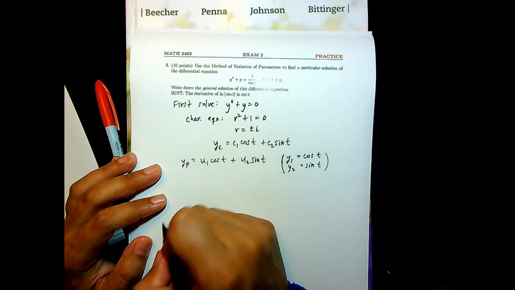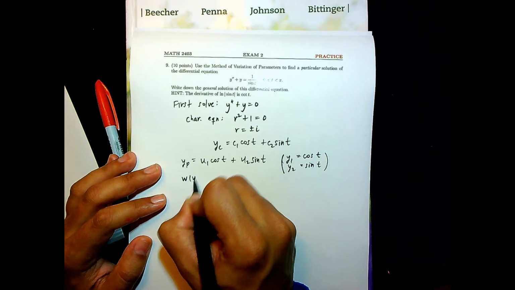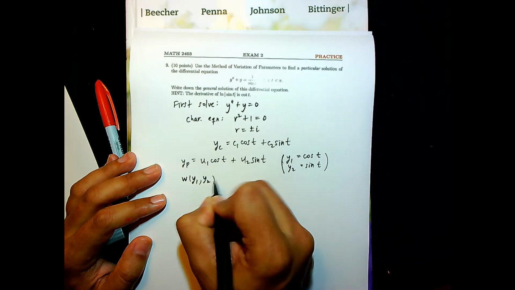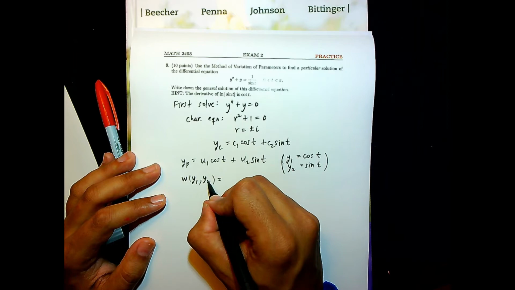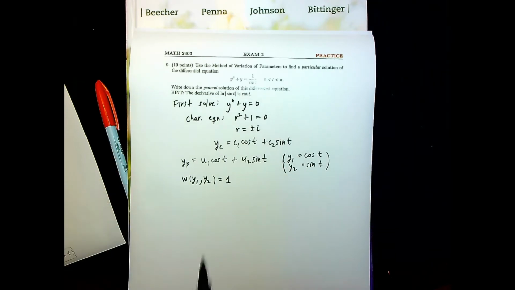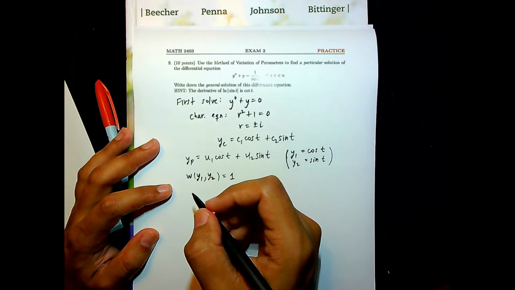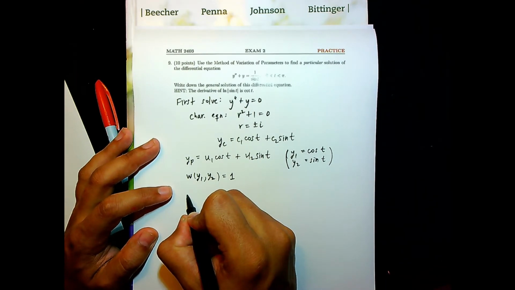For the formula, we're going to need to figure out what is the Wronskian. The Wronskian of y1 and y2 is 1. We did this actually in class. This particular one, the Wronskian of cosine and sine, is 1. We did that, so I'm not going to do it again, but you can do it for practice. We got that it's 1.